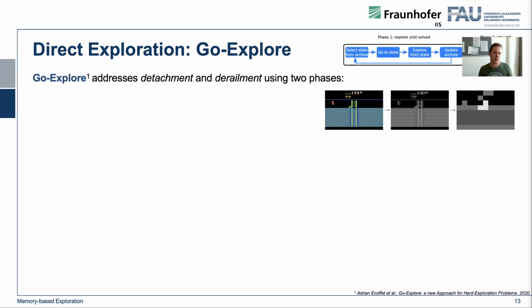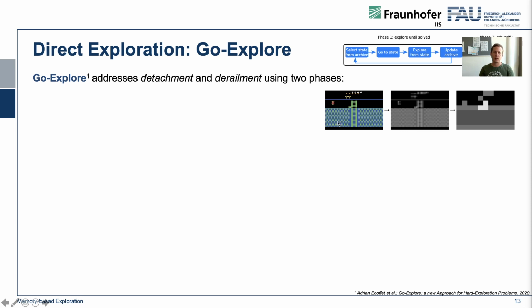So how do the authors try to achieve this? In their paper they address the problem of detachment and derailment, and they propose an algorithm that consists of two phases. The first phase is called explore until solved, and the second phase is called robustify. However, they define the second to be optional for the setting of the algorithm. So the first thing to mention: they call states or observations cells.